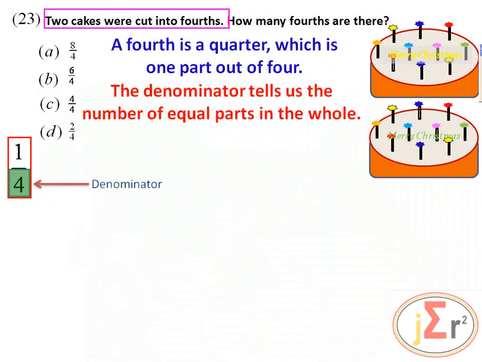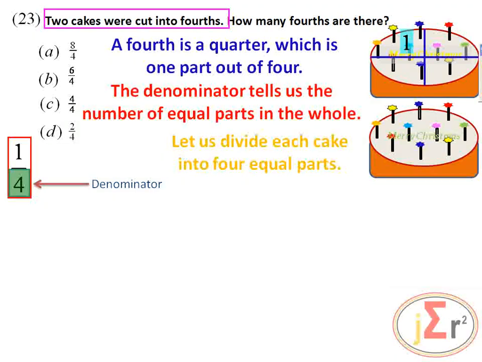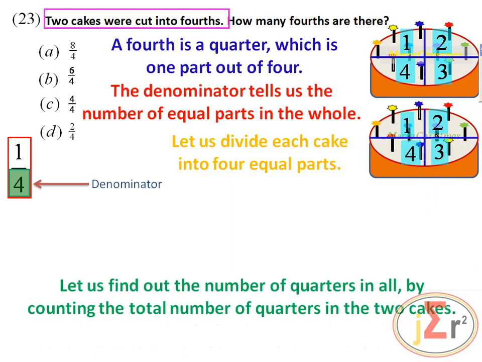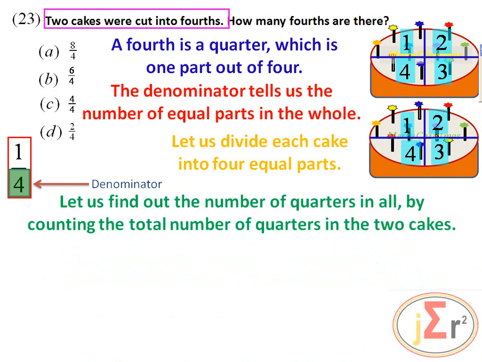The denominator tells us the number of equal parts in the whole. Let us divide each cake into 4 equal parts. 4 equal parts also. Let us find out the number of quarters in all, and that we will do by counting the total number of quarters in the 2 cakes.